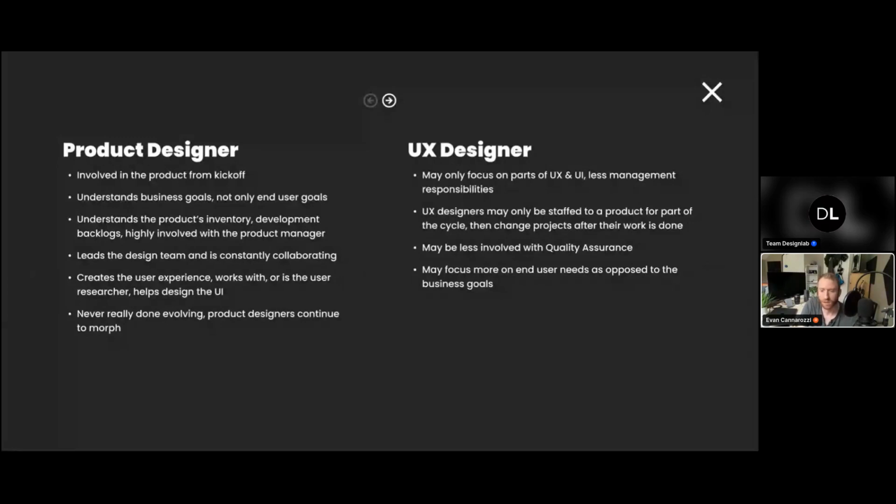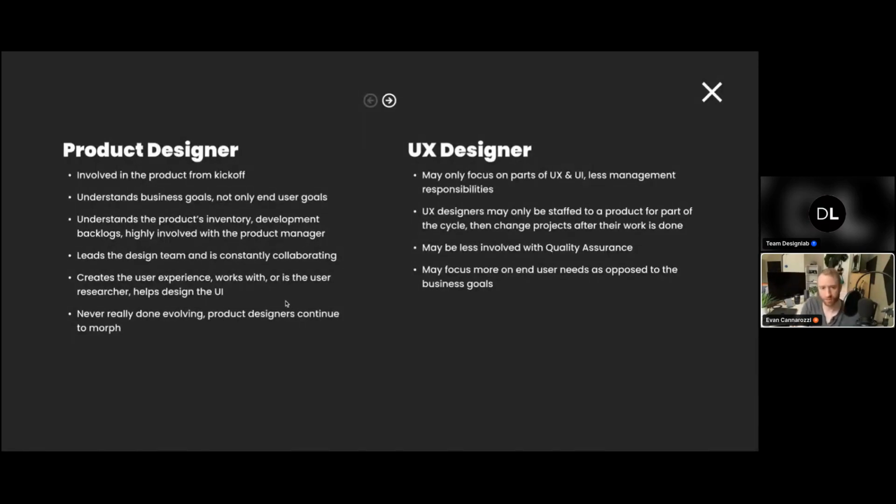We know that a product designer is responsible to lead the design team and to be constantly collaborating. We also know that they're responsible for creating the user experience, right? UI principles, they work with, or sometimes they are the user researcher, and they also help design the user interface. And last, but definitely not least, they're never really done evolving. So product designers are constantly morphing. We're adapting to change, especially with everything going on in AI right now. So how can we separate ourselves from the pack to actually still be valuable and how we teach our practices in a meaningful way?